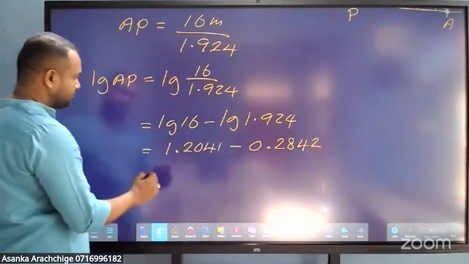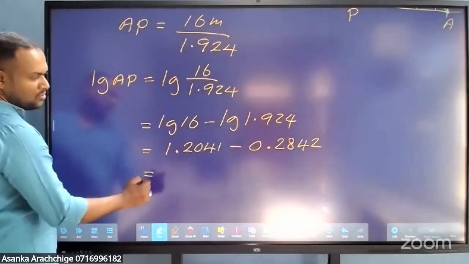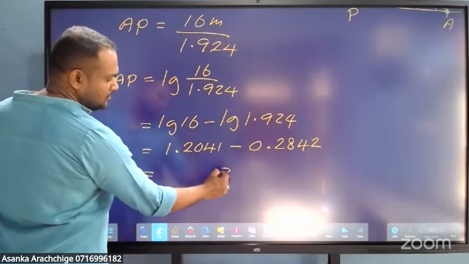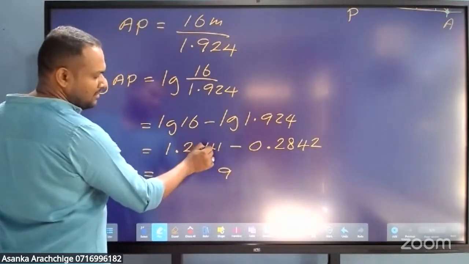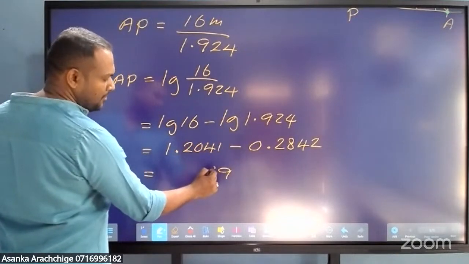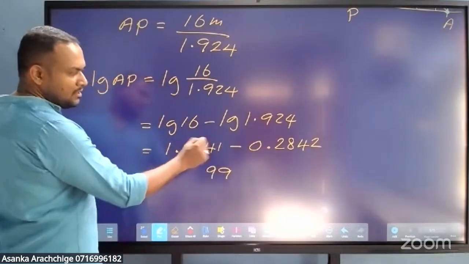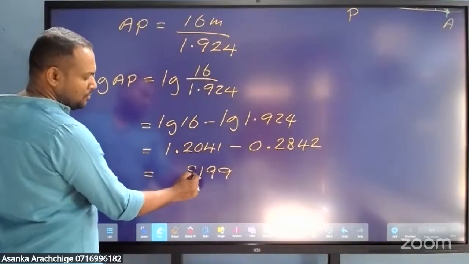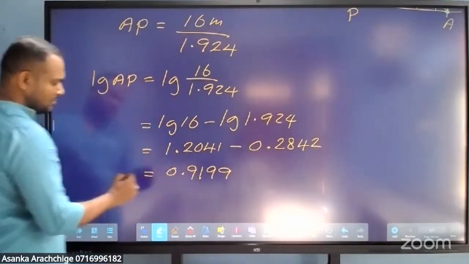2842. Now subtract. 11 to 9. Take 1, then 3, 13, 4, 9. 9, 8, 1. 1, 2. Take 1, 11 to 9. And here 0.